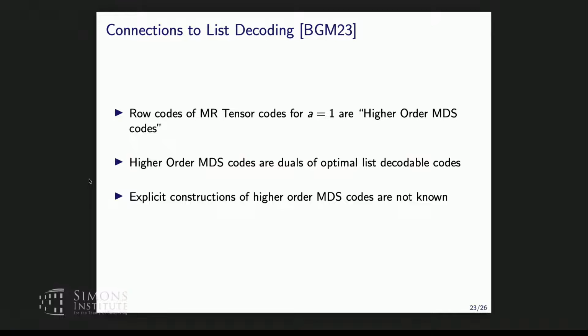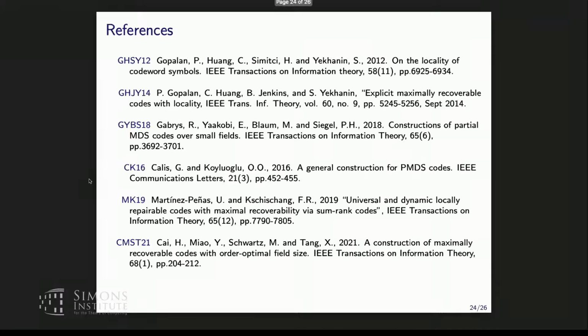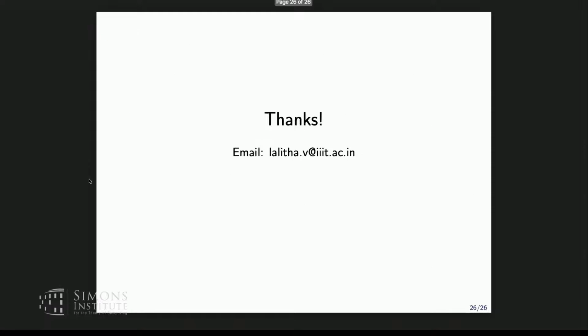And also another very interesting connection which they have made is that the duals of these higher order MDS codes are optimal list decodable codes, optimal combinatorially list decodable codes. So these two connections they have made in their paper. And a major open problem is that, for this higher order generalization of MDS codes, we don't know any good constructions at all. So that is a major open problem in the area. Okay? So I'll stop there. I have a lot of references. I'll be happy to share slides.